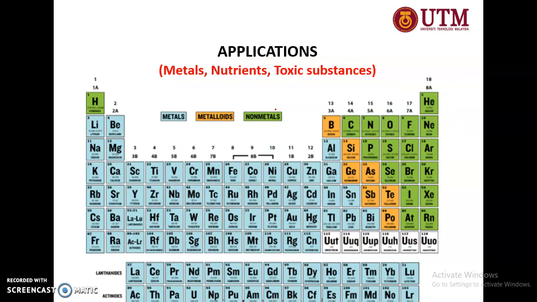Basically, most of the elements inside the periodic table can be analyzed with AAS. Most of it will be metals and can be metalloids as well. Non-metals can be analyzed but with certain modification. AAS is very good for metals. Metalloids, we need certain modification in terms of the instrument.